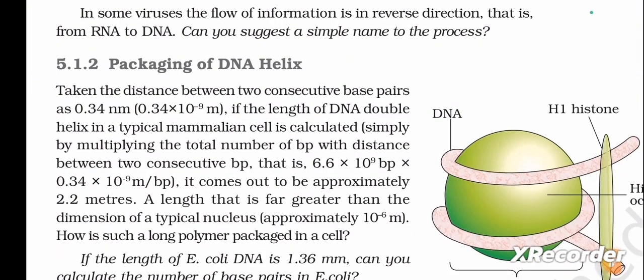Next is packing of DNA helix. Taking the distance between two consecutive base pairs as 0.34 nanometers, if the length of DNA double helix in a typical mammalian cell is calculated simply by multiplying the total number of base pairs with the distance between two consecutive base pairs, that is 6.6 into 10 to the power of 9 base pairs into 0.34 into 10 to the power of minus 9 meters per base pair, it comes out to be approximately 2.2 meters, a length that is far greater than the dimension of a typical nucleus, approximately 10 to the power of minus 6 meters. How is such a long polymer packed in a cell?